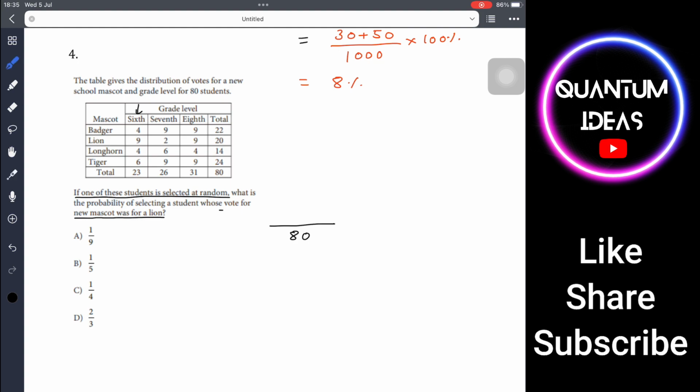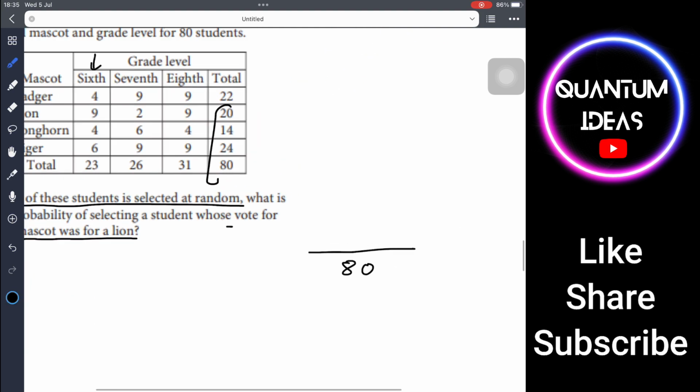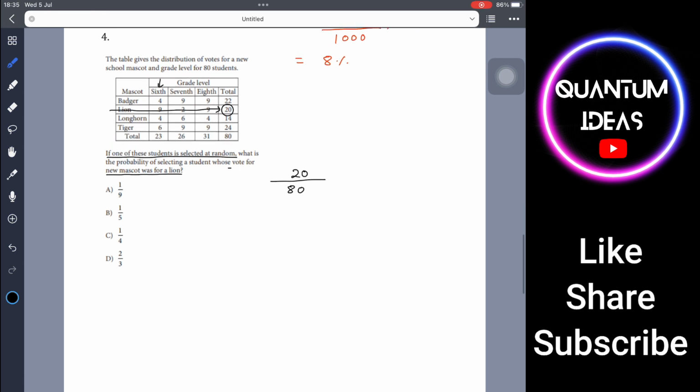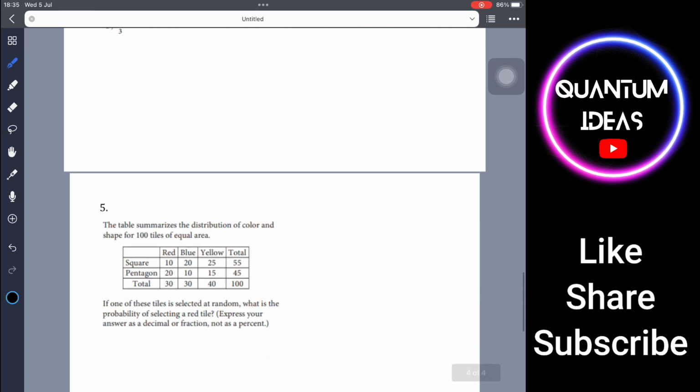So our target is this 20. New mascot was for lion, so this is the total lion mascot voters. So this is 20. The answer is given in fraction, so just cancel these 2 zeros, and this is 2 over 8, which is 1/4, right? So answer is C. So the main target of probability is to find the target and divide it by total. So let's move to next one.